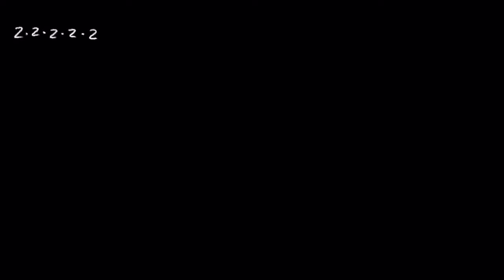See how we have a repeated multiplication here. The 2 is multiplied by itself 5 times. Now, how can we write this without the multiplication symbol? It's very simple. Just write the 2 only once and write the 5 in the top right corner.